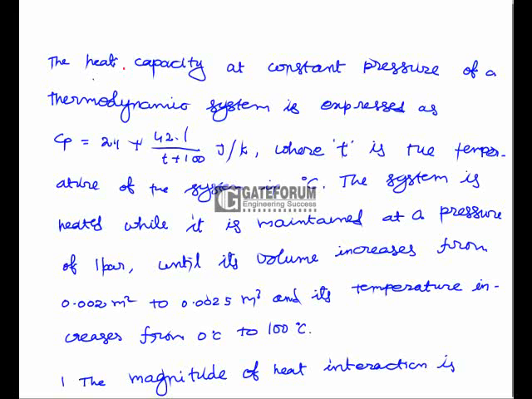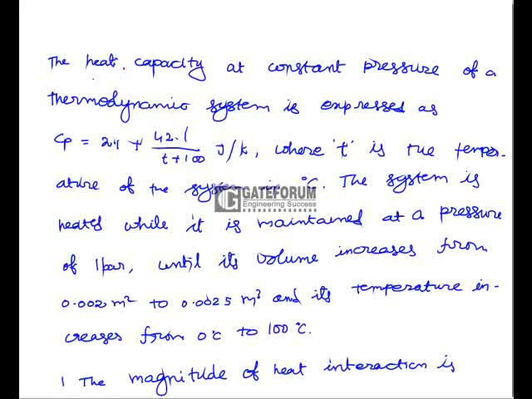The heat capacity at constant pressure of a thermodynamic system is expressed as Cp is equal to 2.1 plus 42.1 by T plus 100 joule per degree centigrade, where T is the temperature of the system in degree centigrade. The system is heated while it is maintained at a pressure of 1 bar.